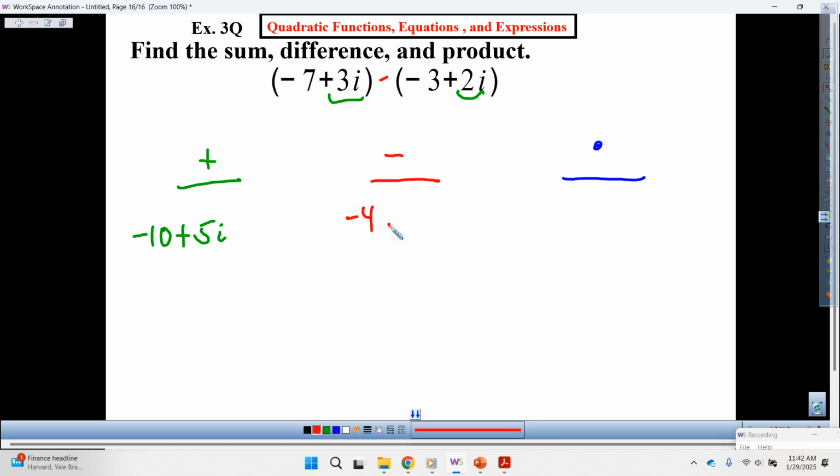How about the difference, Denise? Negative 4 plus 1i. Yeah, plus 1i. All right. Hands, have you got that? All right. And last but not least, product. What'd you get, Mayrim?